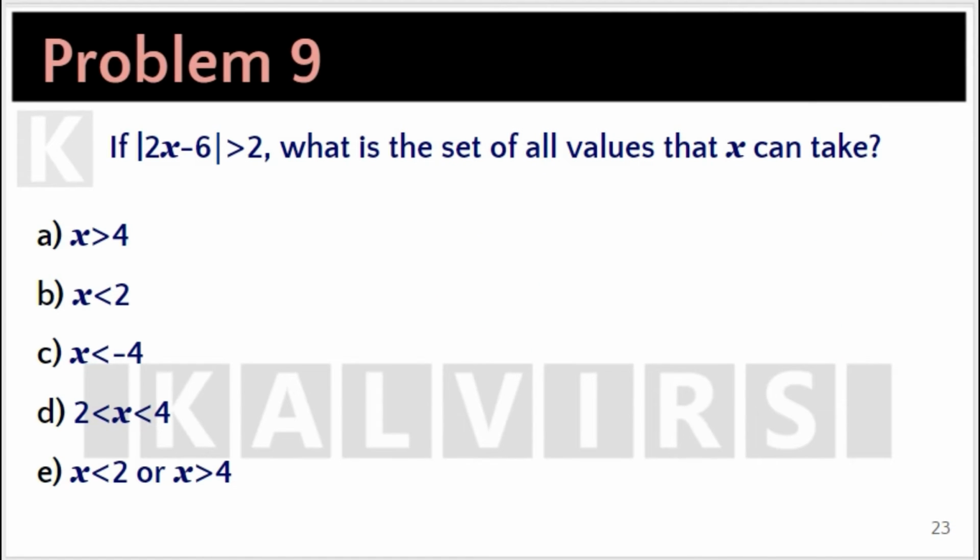If the absolute value of 2 times x minus 6 is greater than 2, what is the set of all values that x can take? So first of all, you have to consider two possibilities. Either positive 2 times x minus 6 is greater than 2, or negative 2 times x minus 6 is greater than 2. Now, solving both inequalities will lead you to the set of values x can take.